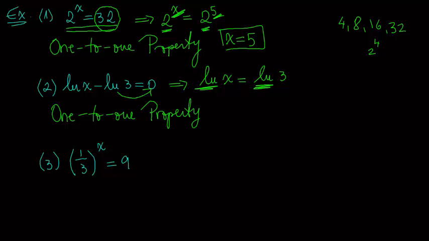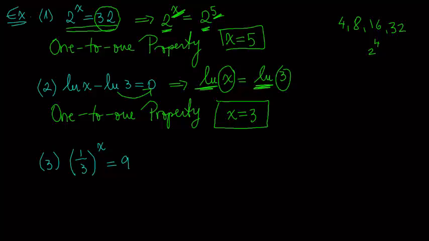And so I can conclude that the two inputs, namely x equals 3, are equal. And this is the solution for this equation. The next example gives us (1/3)^x = 9. Now this might not be as obvious that it really will be the same thing.